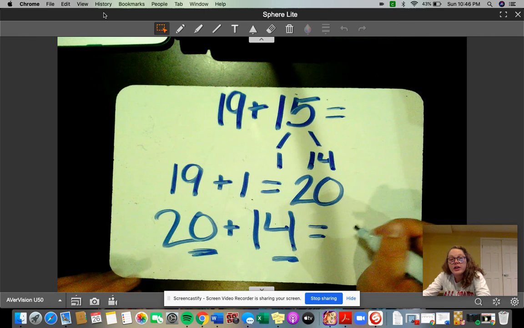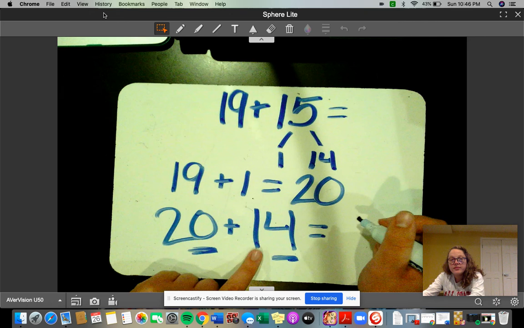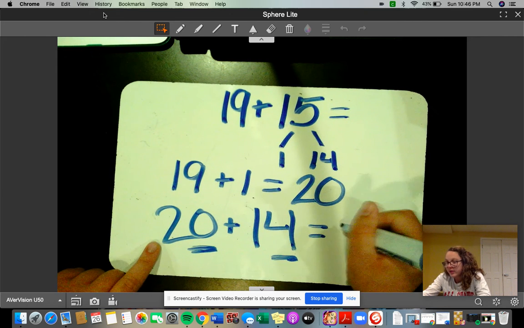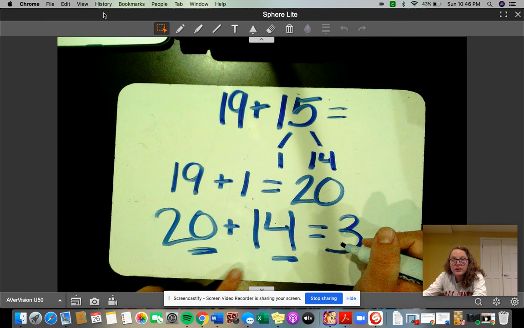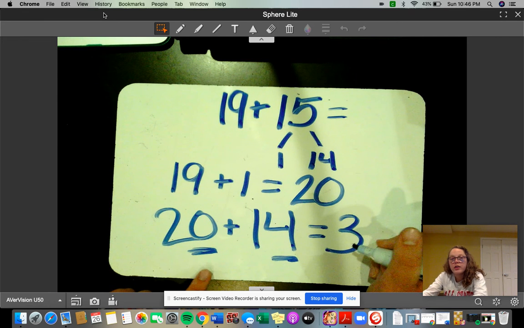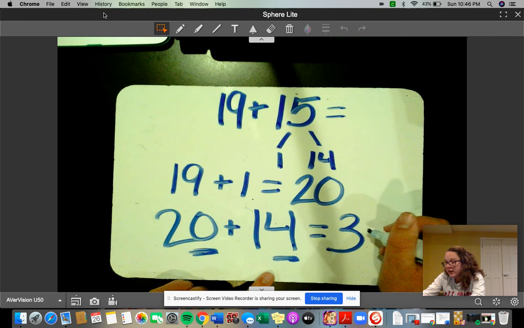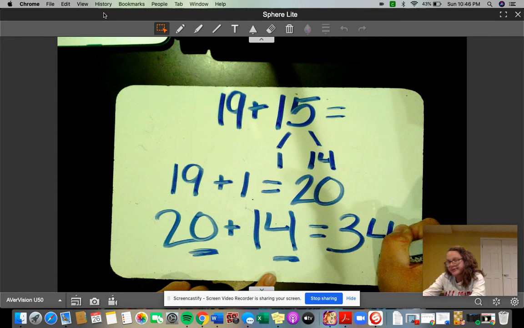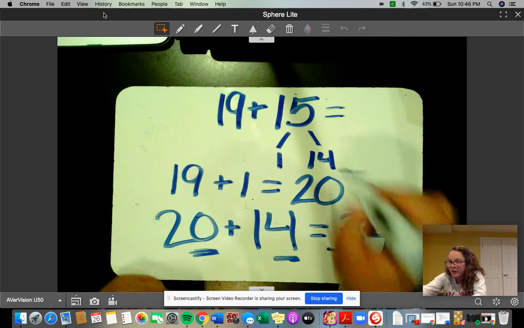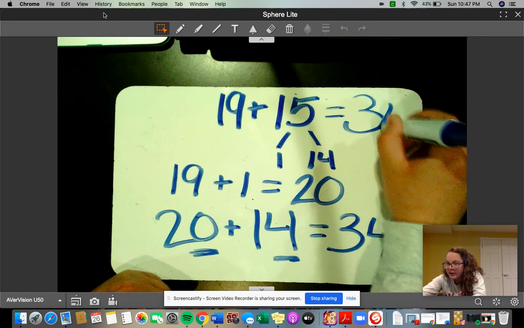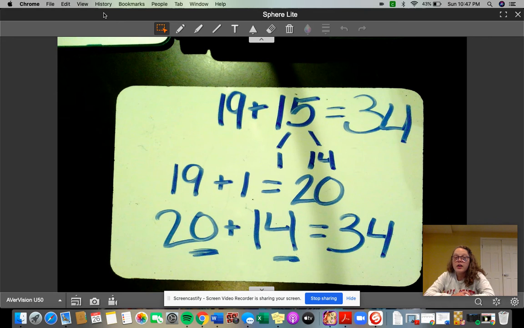So I know that if I added this 10 to this 10, it's going to give me three groups of 10 to give me 30. And then if I add 0 ones to 4 ones, that's going to stay the same. It's going to be 4. And that gives me 34, which is the same answer that we got before. So that's 2 different ways that you can use to get the same answer. Both ways you're making a number bond, and both ways you're breaking it down so that the problem is easier to do. It's up to you which way you like better.